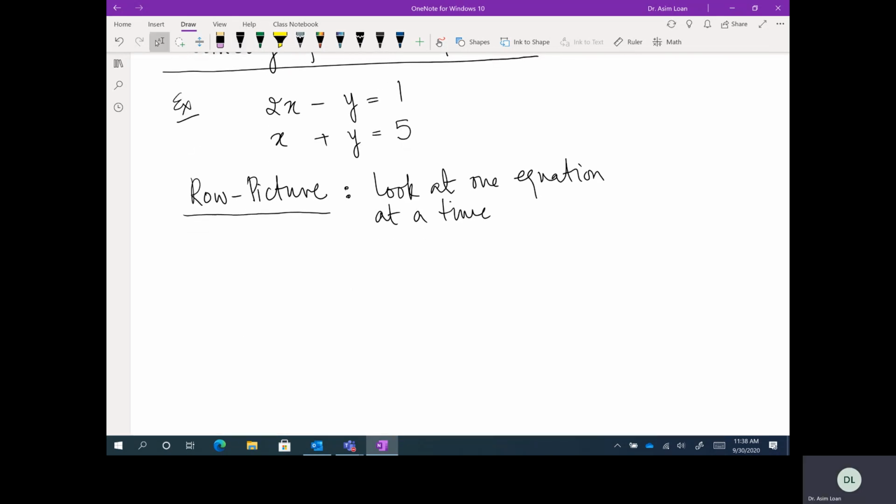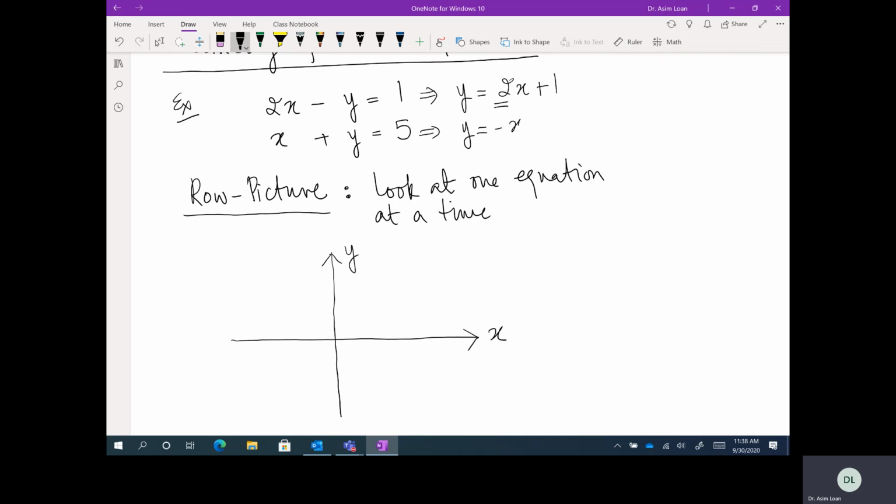Okay, so if I plot this one, this is y, this is x. So 2x minus y equals 1. In our familiar notation, we get y equals 2x minus 1, so the slope is 2, and the other implies y equals minus x plus 5. So here the slope is negative, and the slope is positive here.